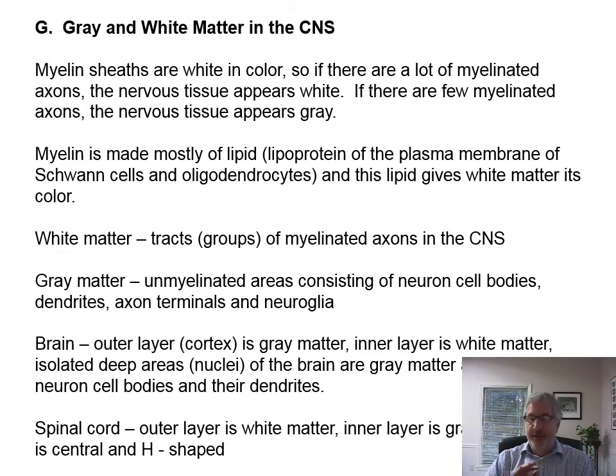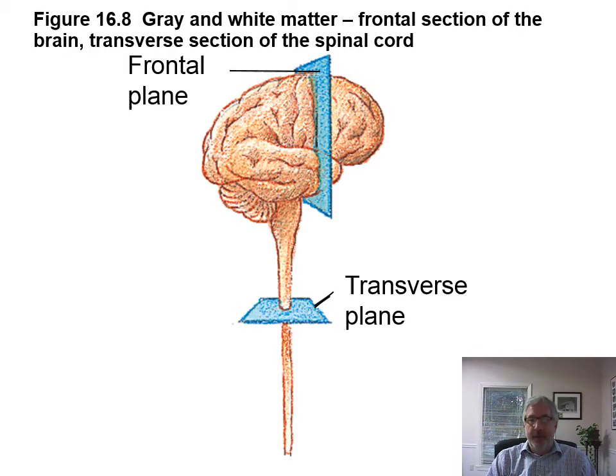The spinal cord is flipped. The outer layer is white matter. The inner layer is gray matter. It's also central and H-shaped. We're going to show pictures of a frontal section of the brain and a transverse section of the spinal cord in the next slides.